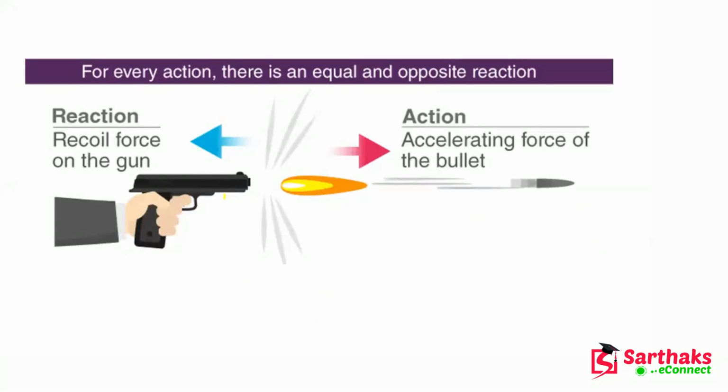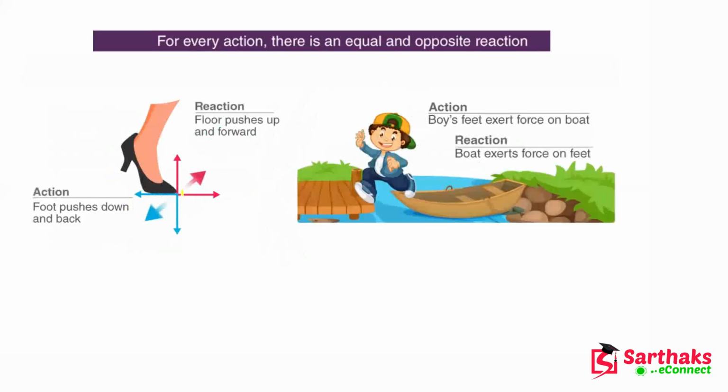Here you can see that, suppose there is a bullet in your hand and the gun will be here. This is the gun. Now the action is the accelerating force on the bullet, and the reaction is the recoil force on the ground. You can see that it will move backward a little bit. So this is the recoil force of the gun. So that means action is equal to reaction here.